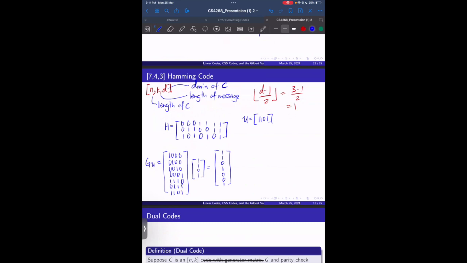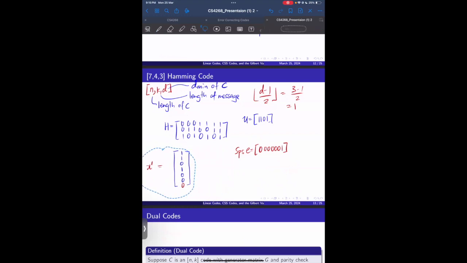Now suppose we have E equals 0, 0, 0, 0, 0, 0, 1, right? Meaning that only the last bit is flipped. So what will happen to this guy? This guy will become a 0, right? And let's just take this away. So now our message that has been corrupted is this.